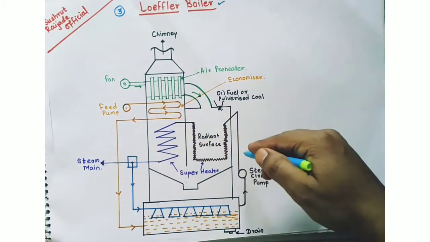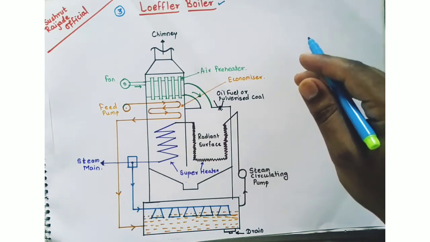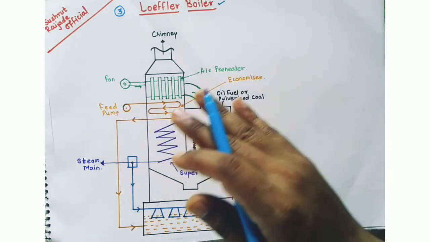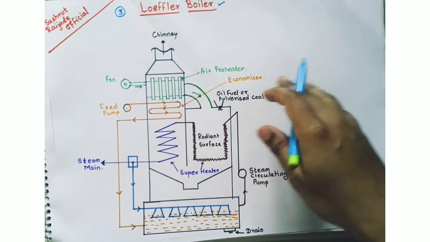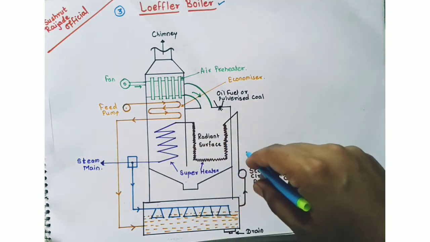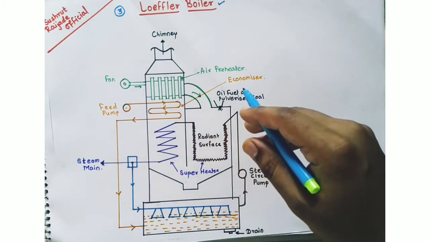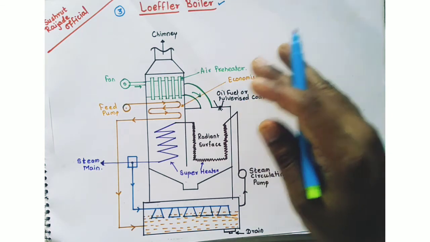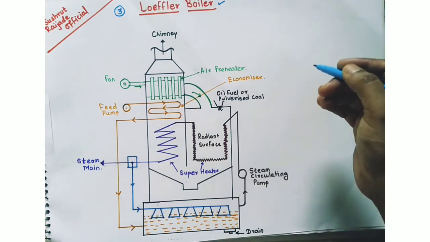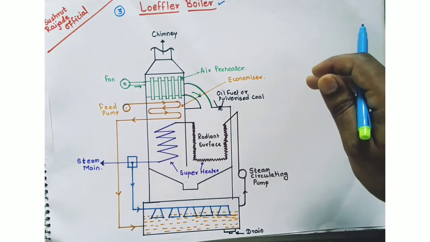In this Loeffler boiler, the weight of the boiler is maintained, and the disadvantages of the Lamont boiler and Benson boiler, the salt deposits in the evaporating tubes, are removed by providing superheated steam in the evaporative tubes. The salt deposit disadvantage is removed. How does this happen? Let us see the working and construction of the Loeffler boiler.